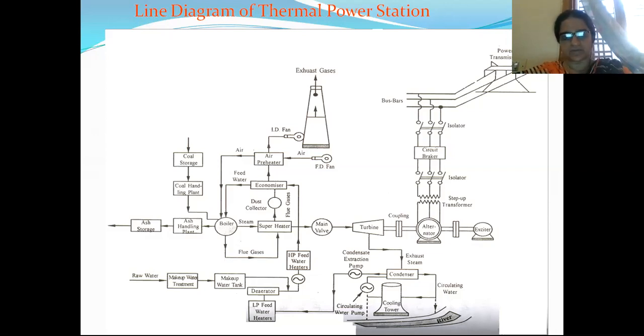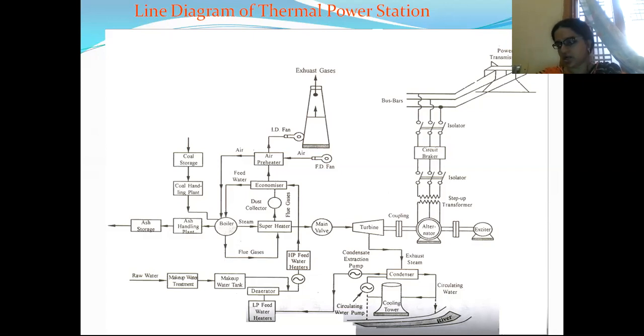Next is the down one. Down to the bottom of the boiler, I am telling what all the parts are there. It is raw water. What does raw water mean? Water which is taken from a river or nearby lake or pond, from there we will try to take water.